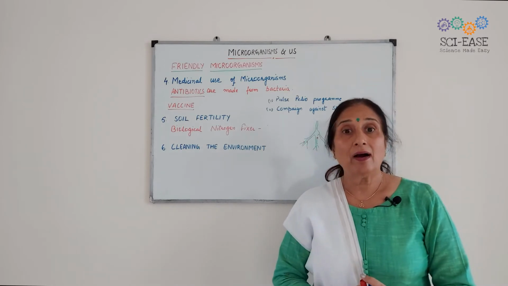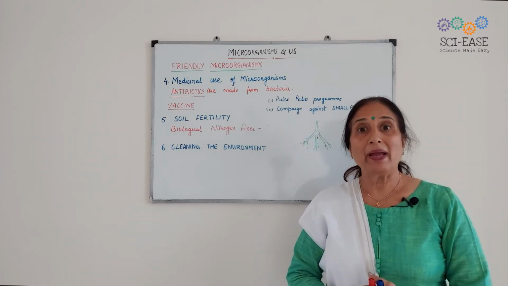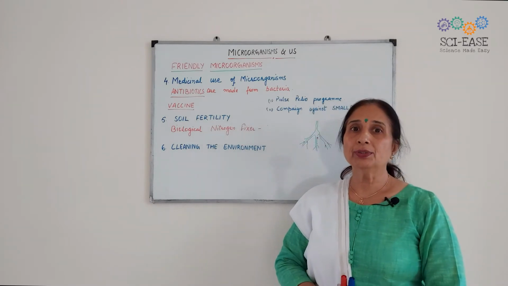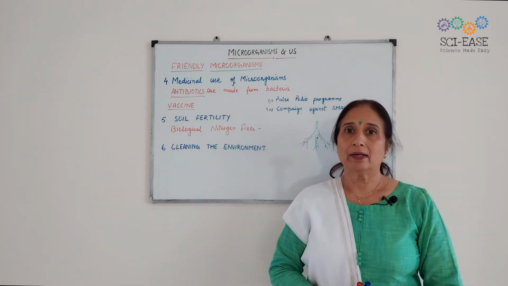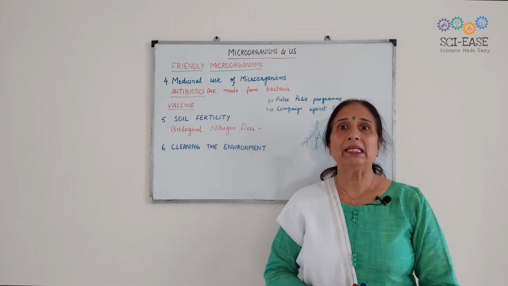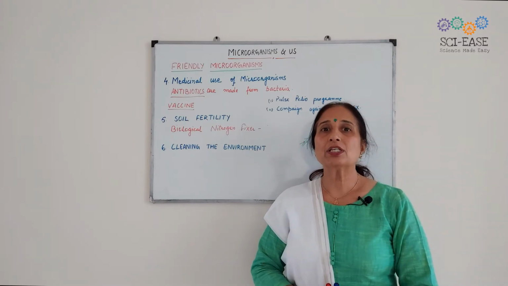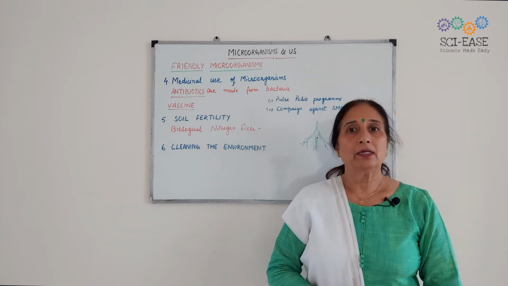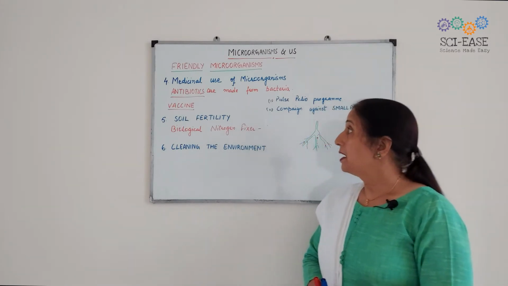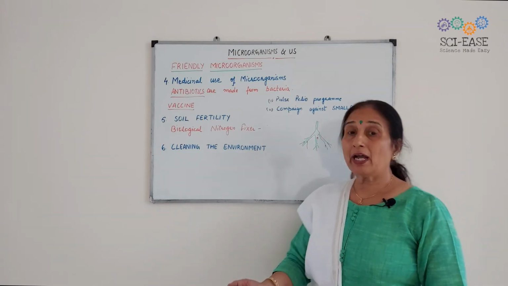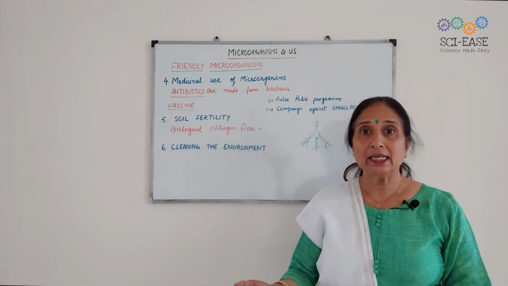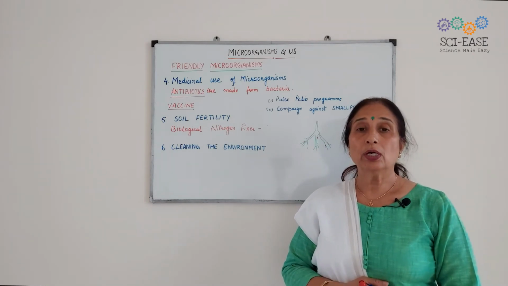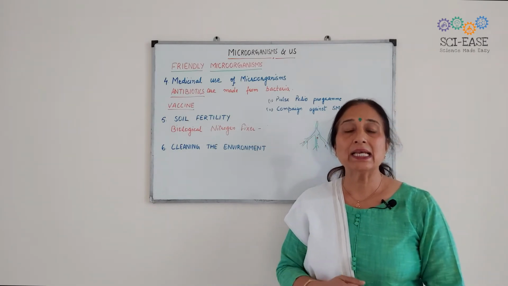Antibiotics are made from bacteria or fungi. As I have already told you, Alexander Fleming discovered penicillin, an antibiotic which is formed from Penicillium notatum, a fungus. In the same way, some antibiotics are made from bacteria. What do these antibiotics do?